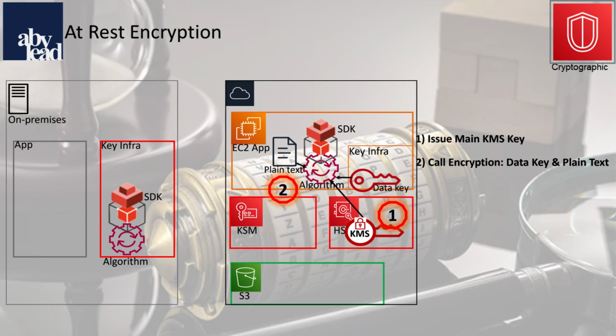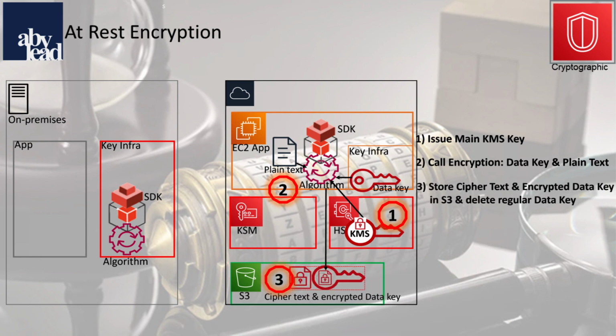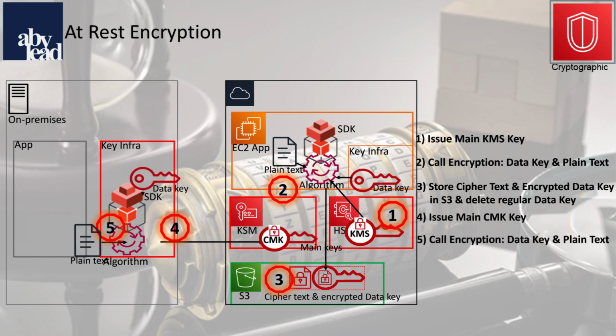To actually encrypt a plain text, your EC2 app requests a data key and its encrypted copy. KMS then returns the plain and the encrypted data key. With the SDK algorithm, you now encrypt the plain text into the ciphertext. This file and the encrypted data key are finally stored in S3 storage and the plain data key is deleted. The same process takes place for an on-premises plain text file.